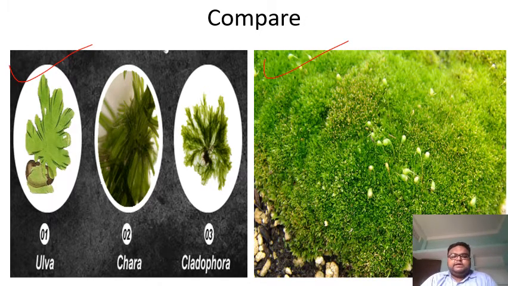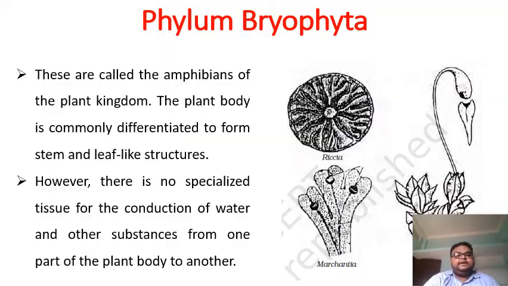Okay, right. So now let's see what the characteristics of this one are. We have already seen that Ulva, Chara, Cladophora belong to the phylum Thallophyta. These are thallophytes, which means they don't have any sort of differentiated body. Now we will look at this picture. See here. This phylum is called Bryophyta.